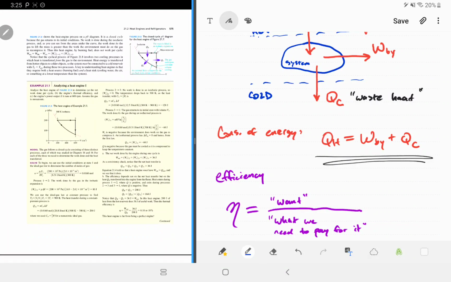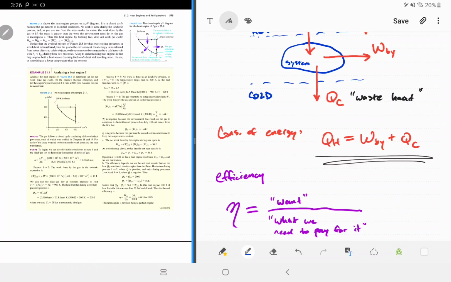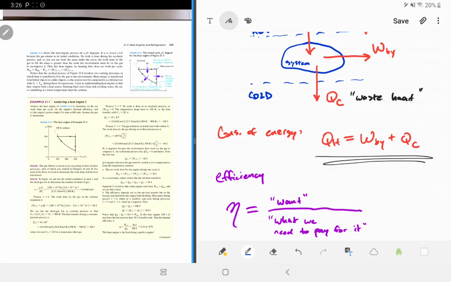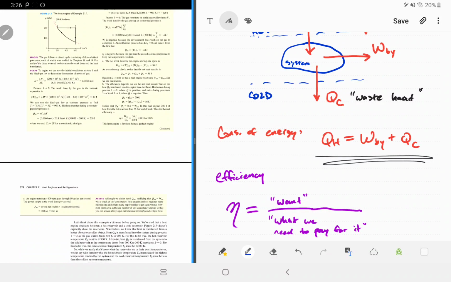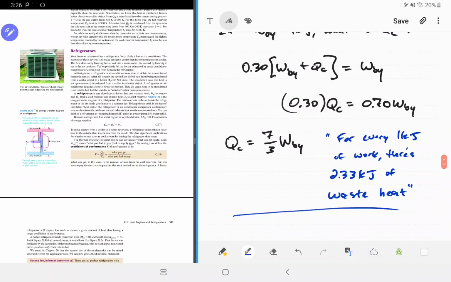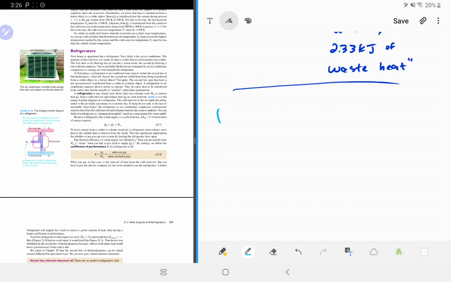Okay, so your book analyzes heat engine more quantitatively right here, but really that's the whole point of sections 3 and 4. So we'll hold off on doing this quantitative analysis for the next video. Okay, refrigerators.